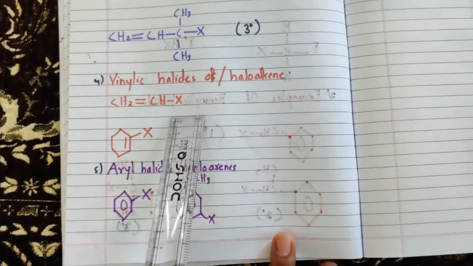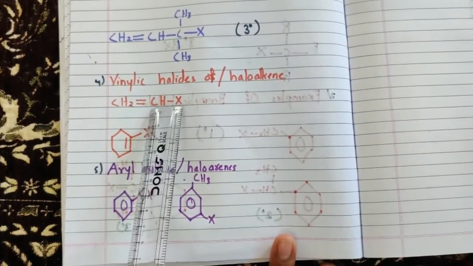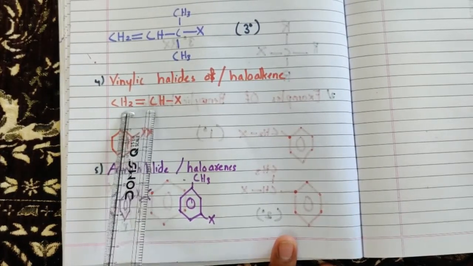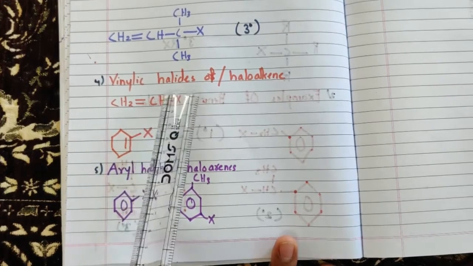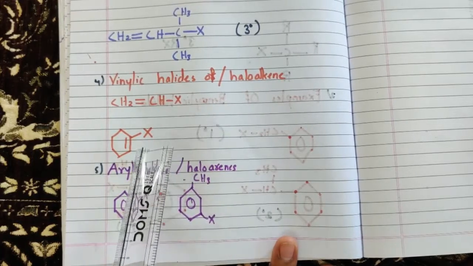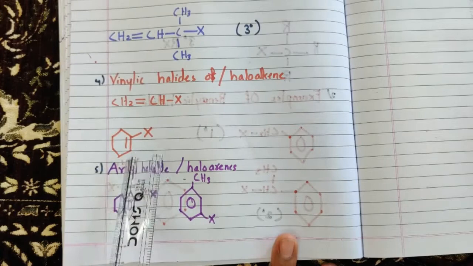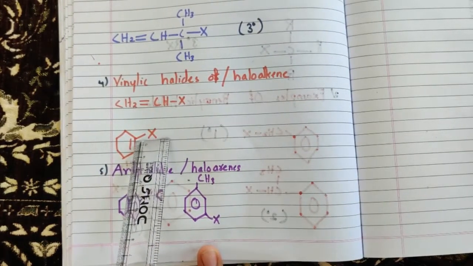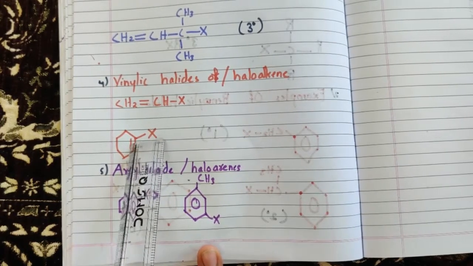In the same way, vinylic halide. In vinylic halide, the halogen is directly bonded to the carbon atom which is forming a double bond with the other carbon atom. Okay, this CH2 double bond C group is known as what? Vinyl group. Okay, so it is also a haloalkene. The example can also be mentioned for cyclic alkene. Here you can see the halogen is bonded to a cyclic ring where the carbon is making a double bond.